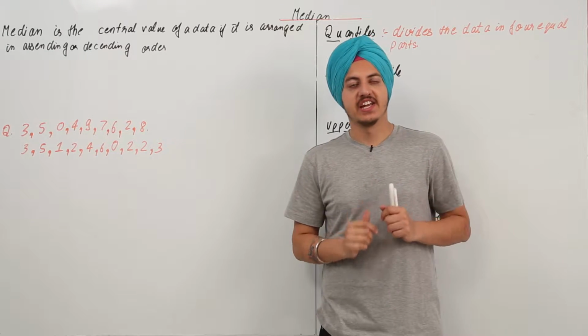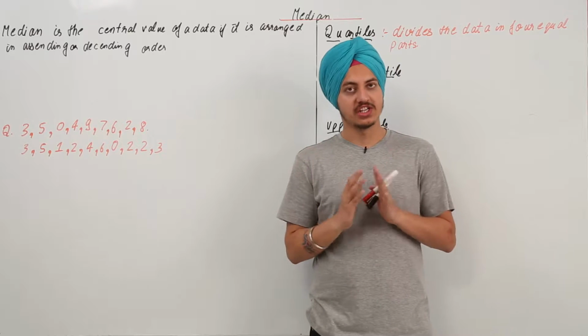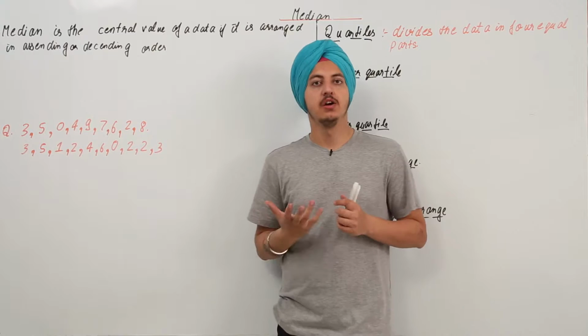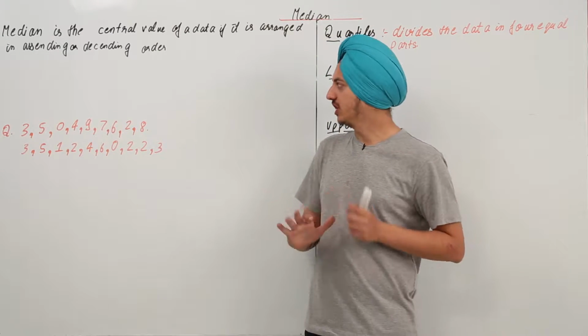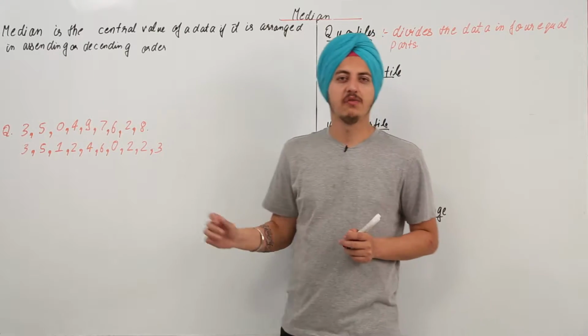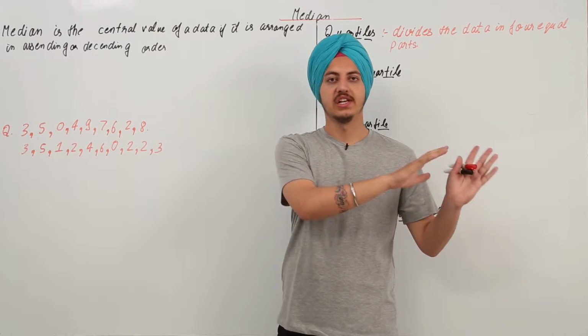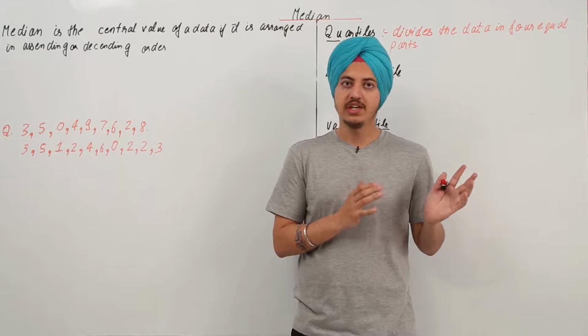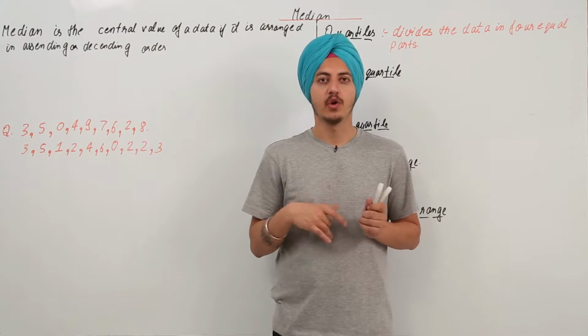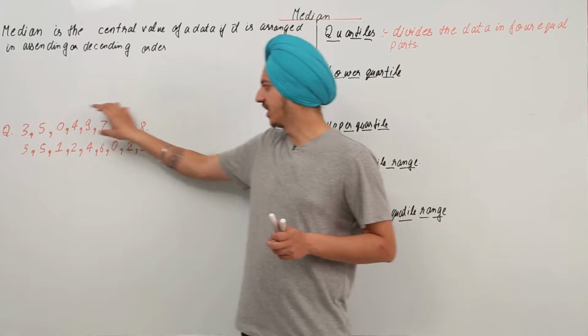If the data is arranged in the ascending or the descending order, the middle term, the central term, is the median of it. So for any data that is given, to calculate the median, we just have to find the central term if it is arranged in the ascending or the descending order, right? If it is not arranged in the ascending or the descending order, then the data will not make any sense. Like this is the data, right?